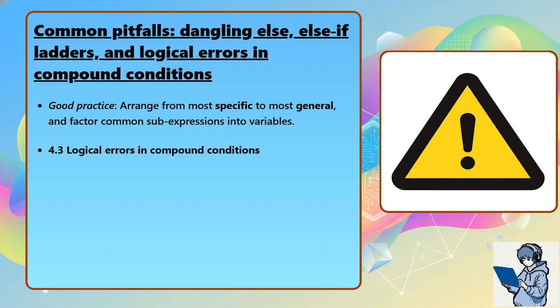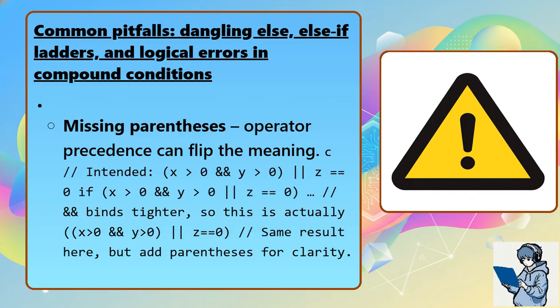4.3 Logical errors in compound conditions. Missing parentheses: operator precedence can flip the meaning. For example, intended: open parenthesis x greater than 0 and y greater than 0 close parenthesis or z equals 0. Written as if x greater than 0 and y greater than 0 or z equals 0, which actually evaluates as open parenthesis x greater than 0 and y greater than 0 close parenthesis or z equals 0. Adding parentheses clarifies the intent.